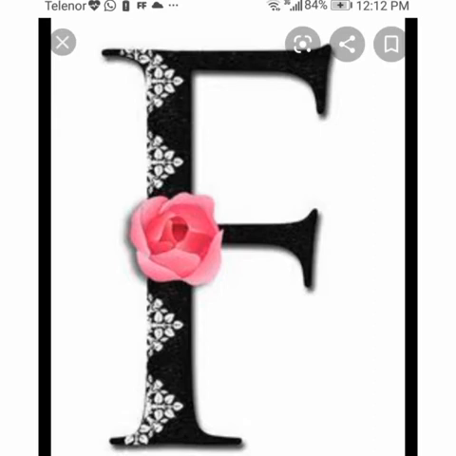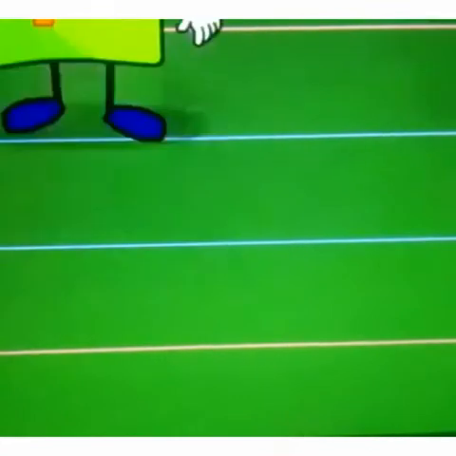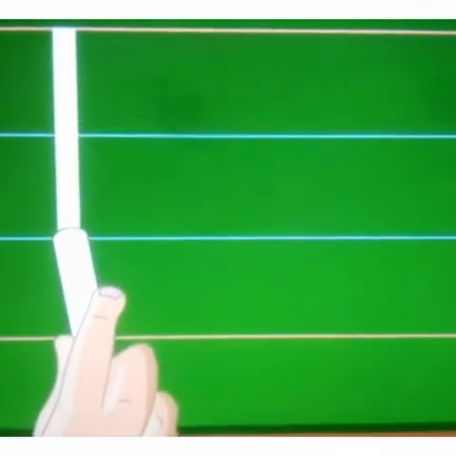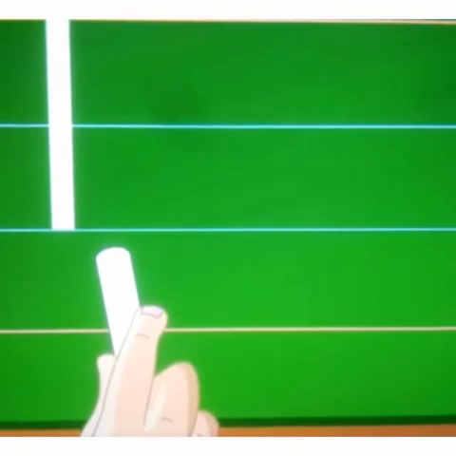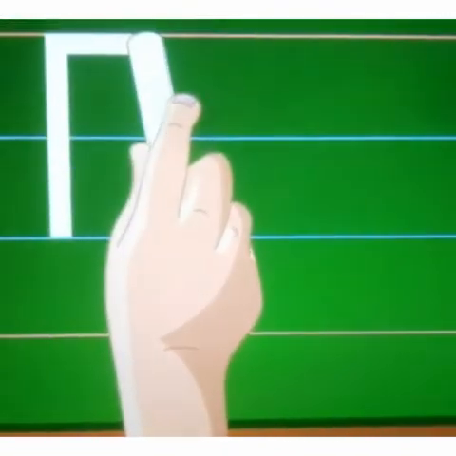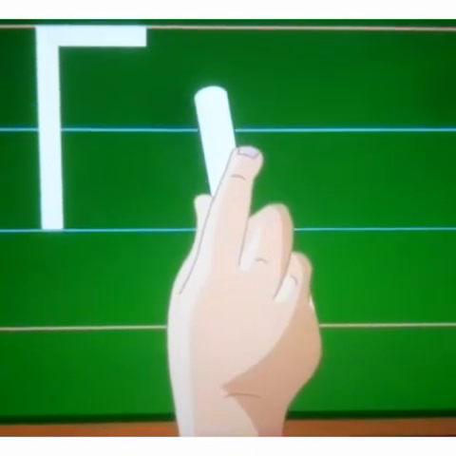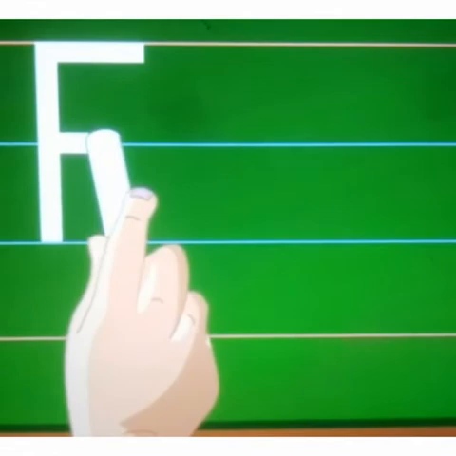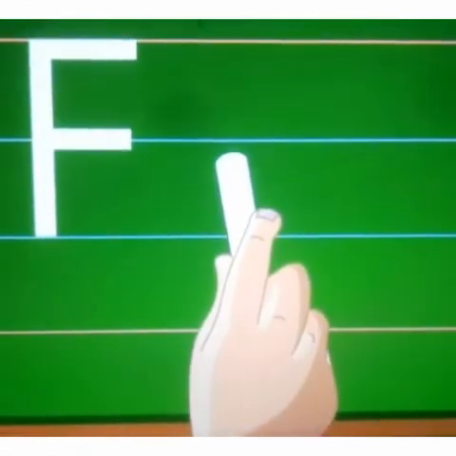Learn the letter F. Let's see how to write F. Capital F. Start from the top and draw a standing line down. Go again to the top and draw one sleeping line to the right. Then go to the middle and make another line in the same way.